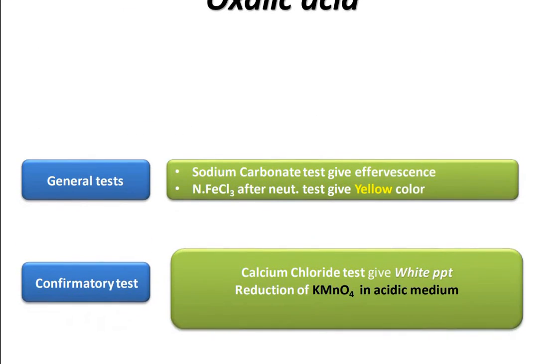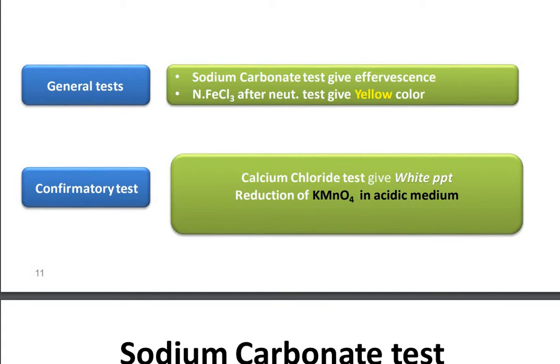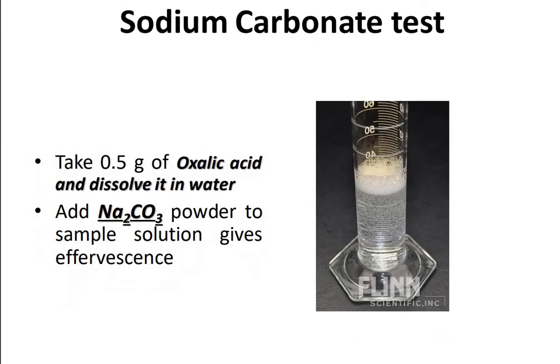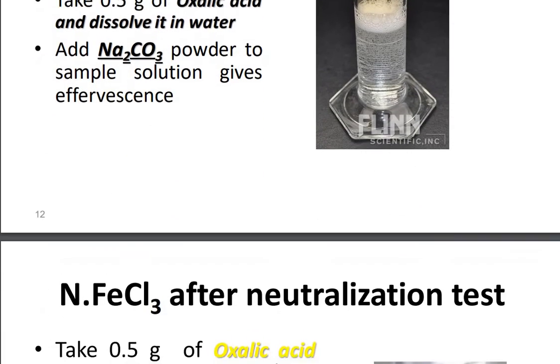Now oxalic acid general test: sodium carbonate test gives effervescence, and ferric chloride after neutralization test gives yellow color. Confirmatory tests: calcium chloride test gives white precipitate, and reduction of KMnO4 in acidic medium. My friend, sodium carbonate test, how will you perform? Take 0.5 gram of oxalic acid and dissolve it in water.